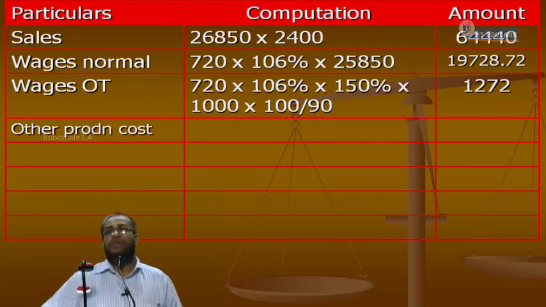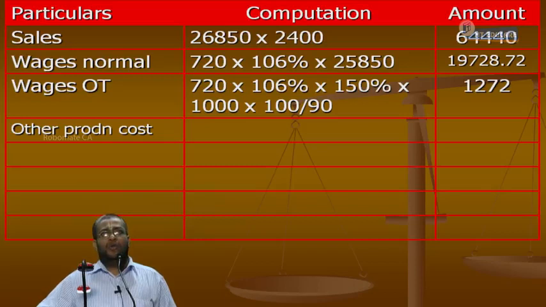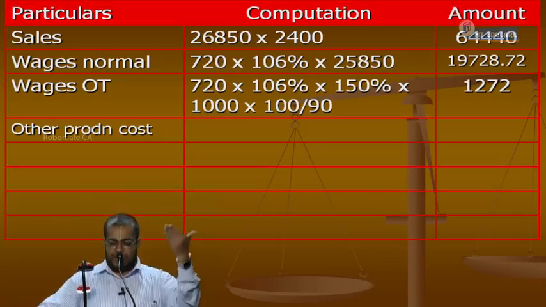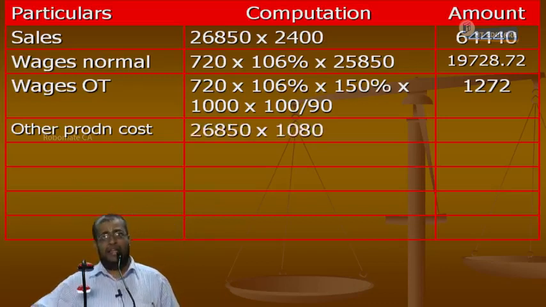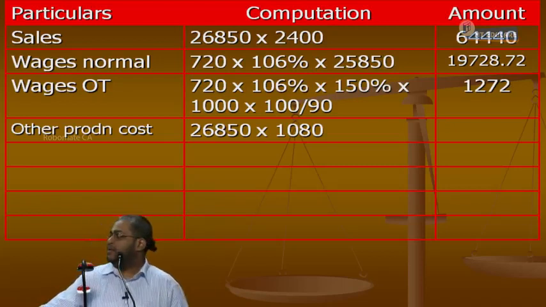Now, other production cost. 26,850 machines into, tell me what the other production cost. First step, how much is it? 1,080. I think you are all able to recollect the number. 26,850 machines into 1,080. 28,998.